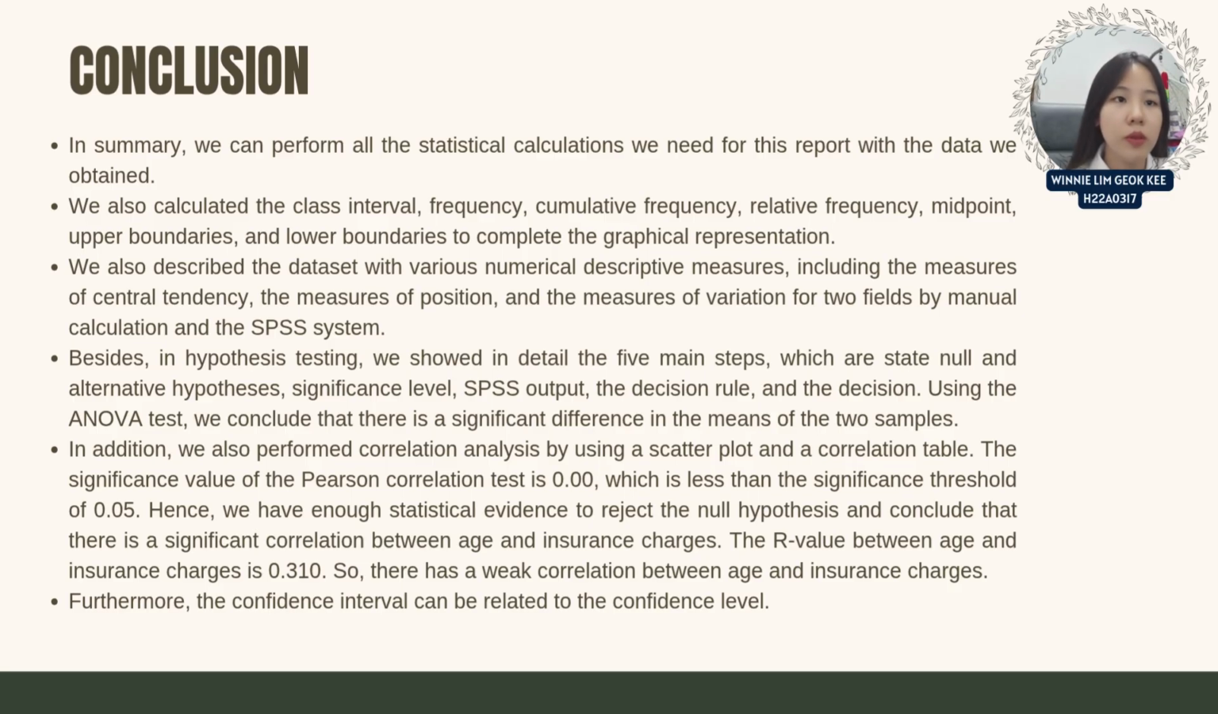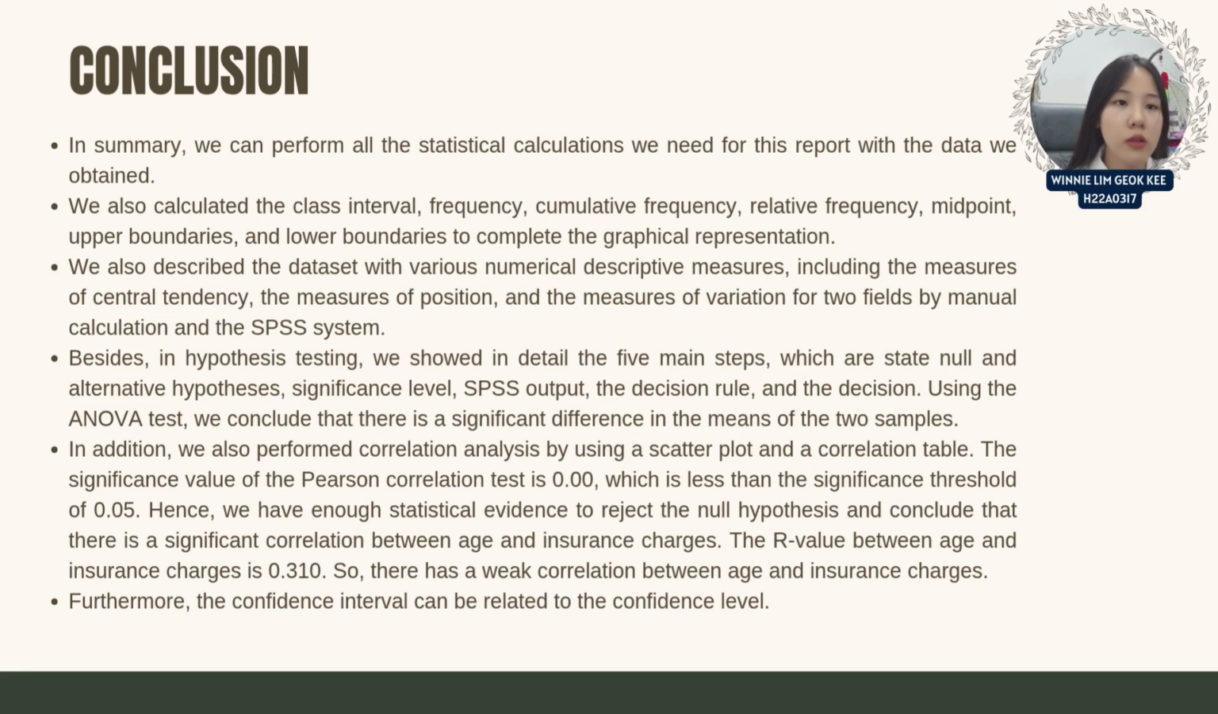Conclusion. In summary, we can perform all the statistical calculations we need for this report with the data we can obtain. We also calculate the class interval, frequency, cumulative frequency, relative frequency, midpoint, upper boundary, and lower boundary to complete the graphical representation. We also describe the dataset with various numerical descriptive measures, including the measure of central tendency, the measure of position, and the measure of variation for two fields by manual calculation and the SPSS system. Besides, in hypothesis testing, we show in detail the 5 main steps, which are null and alternative hypothesis, significance level, SPSS output, the decision rule, and the decision.